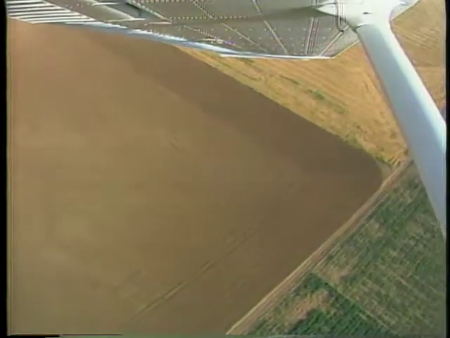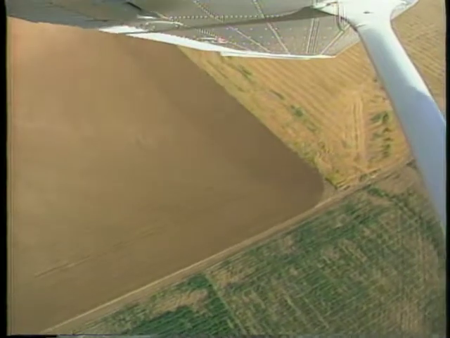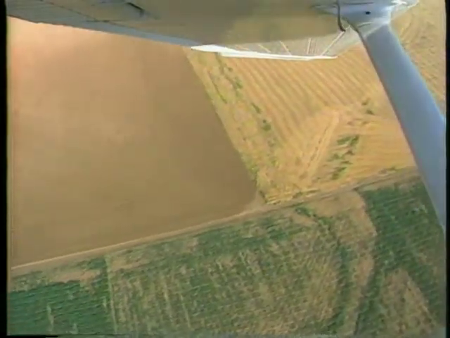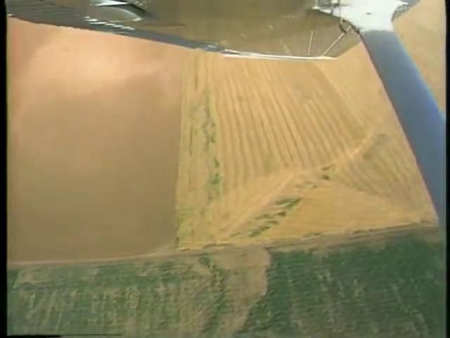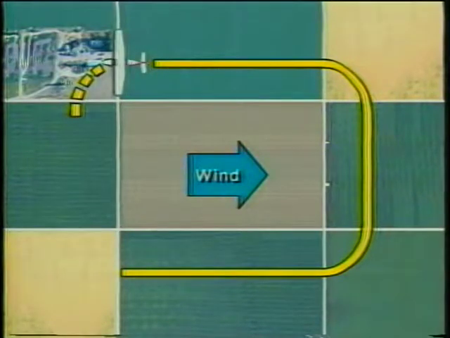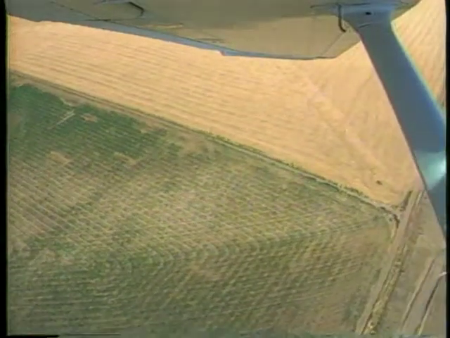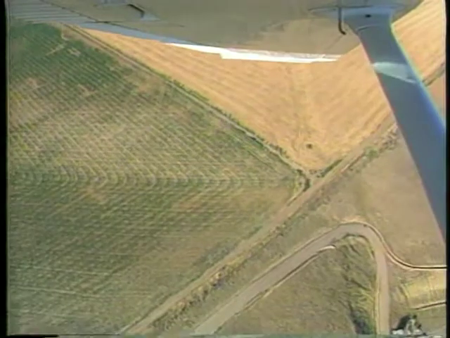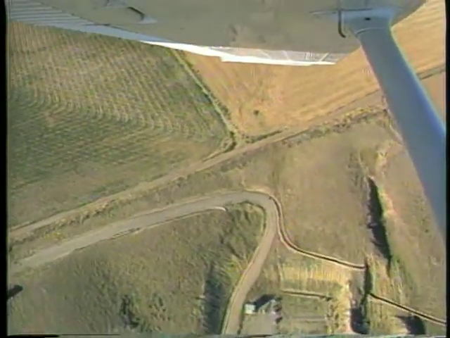During the turn, your ground speed slows as you head into the wind. Therefore, the angle of bank gradually decreases. This leg is flown directly into the wind, so no crab angle is required and your ground speed is slow. During the turn to the next leg, your ground speed gradually increases. This means the angle of bank must increase to maintain a constant distance from the field.